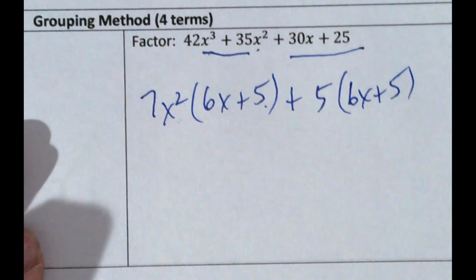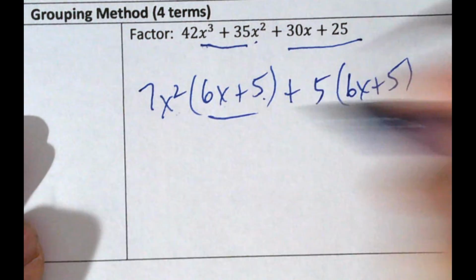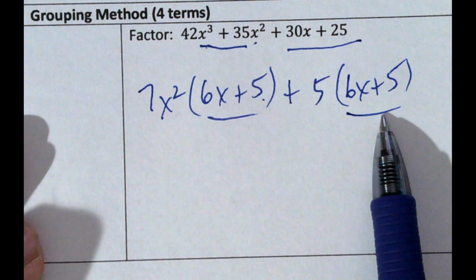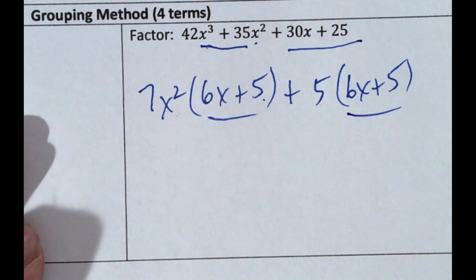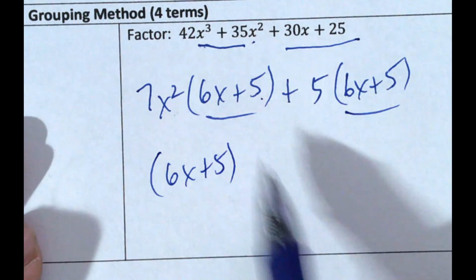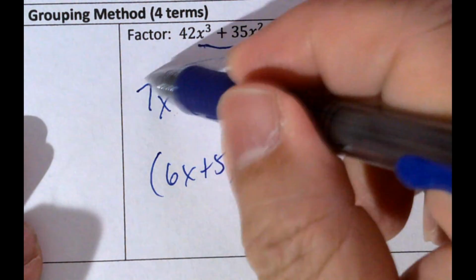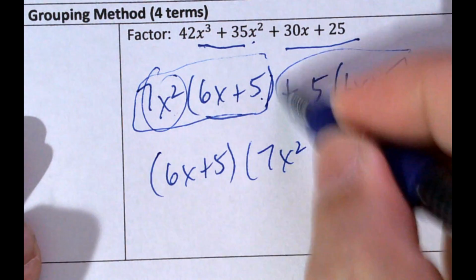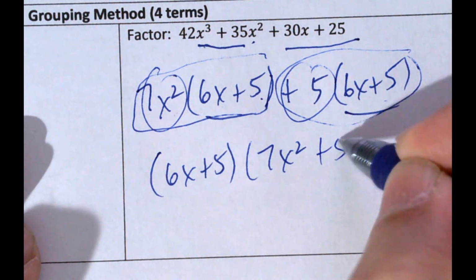Now, again, there's a common factor of 6x plus 5. And by the way, if that does not happen, something went awry. You've done something wrong. So I'm taking a 6x plus 5 out of both of them. From this part, there's a 7x squared left. From this part, there's a plus 5 left.